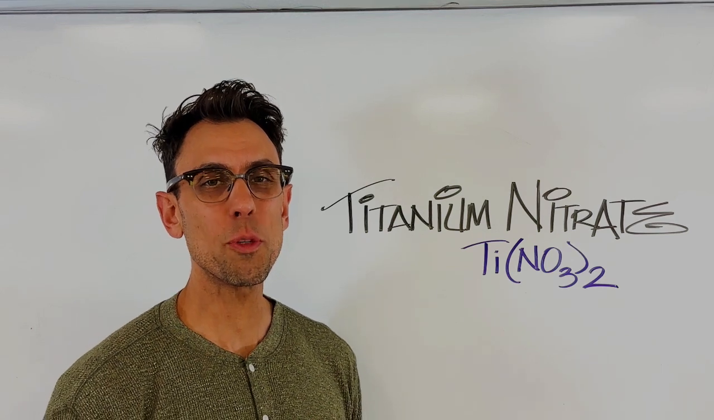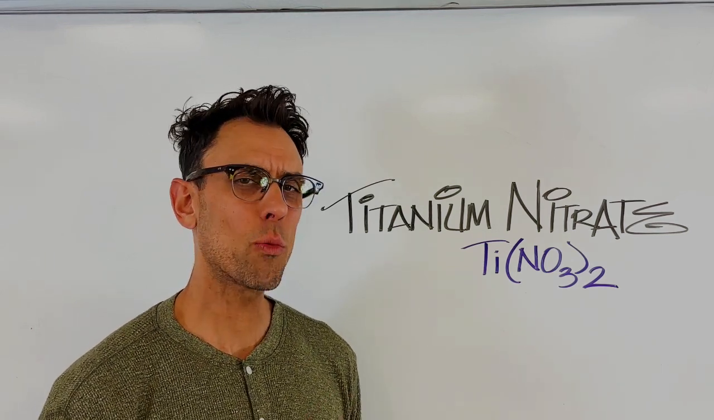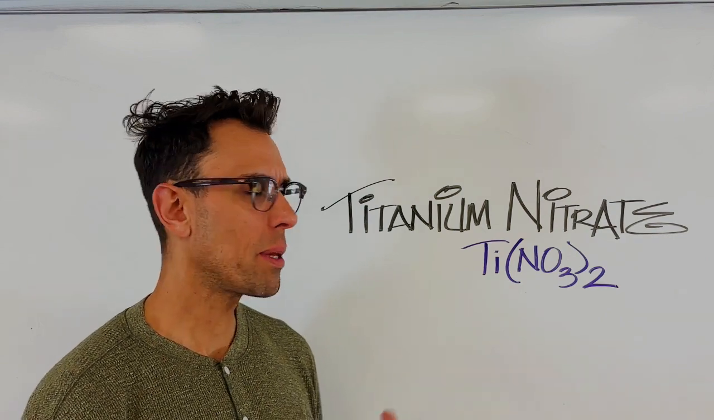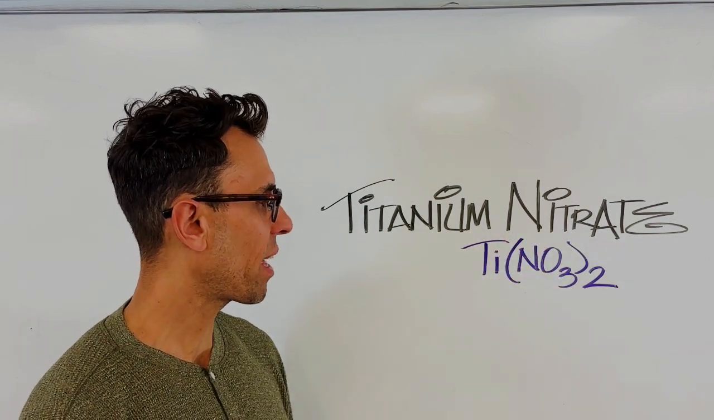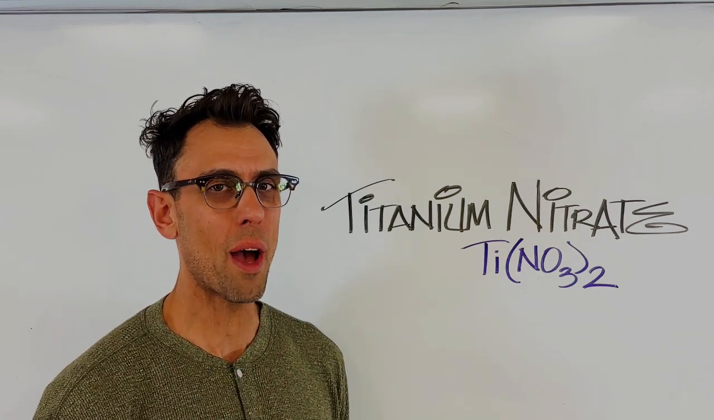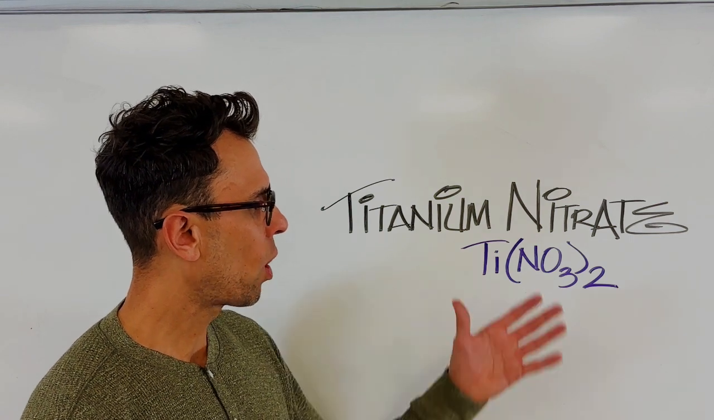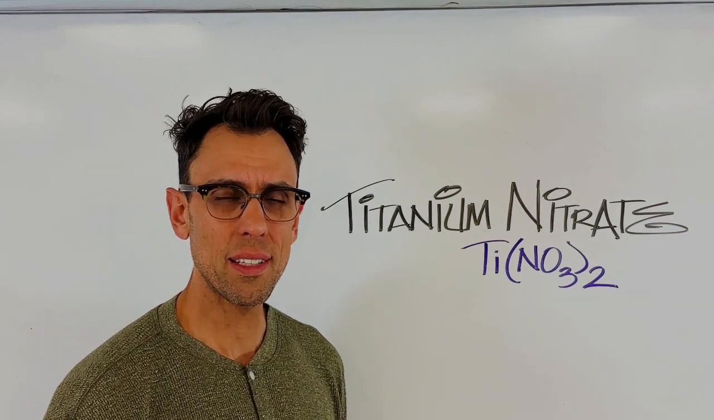Let's take a look at a specific ionic compound involving a polyatomic ion and how to write a correct formula. Behind me, you'll see the name titanium nitrate and the formula Ti(NO3)2. Let's take a closer look at this formula and ask ourselves, why are the parentheses necessary?